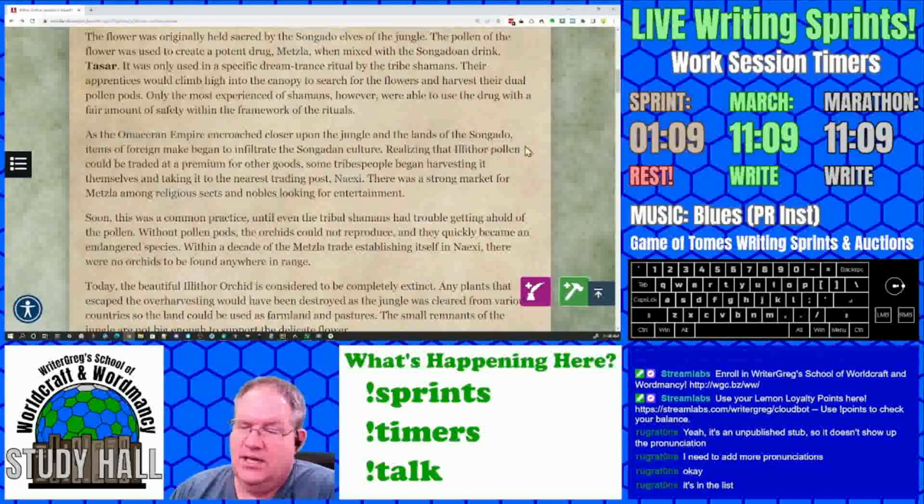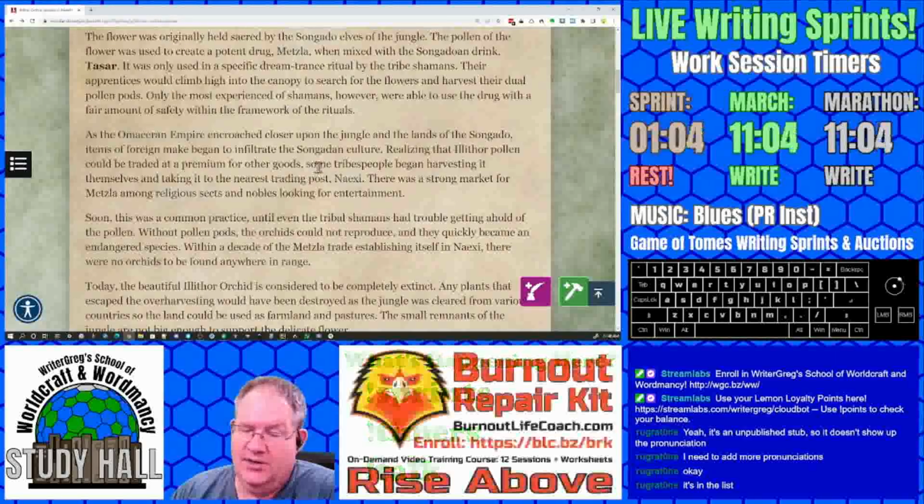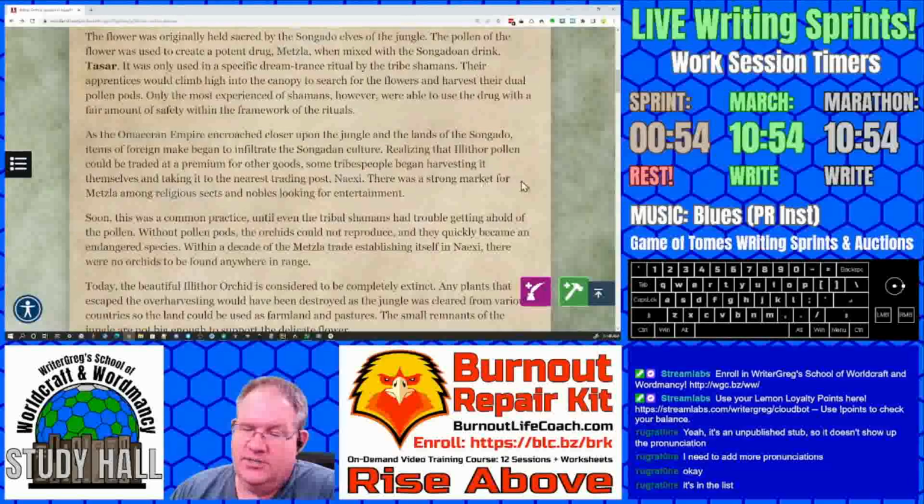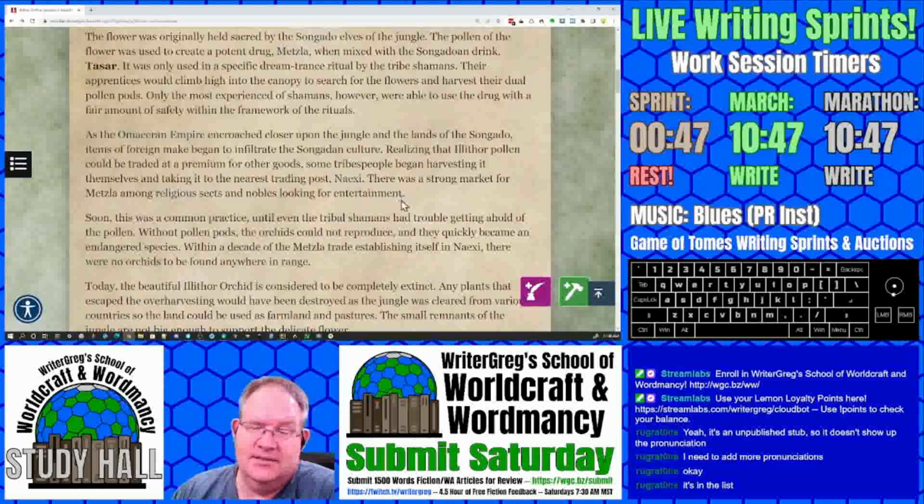Okay. Realizing that Illithor pollen could be traded at a premium for other goods, some tribespeople began harvesting it themselves and taking it to the nearest trading post, Naexi. There was a strong market for metzal among religious sects and nobles looking for entertainment. Okay.